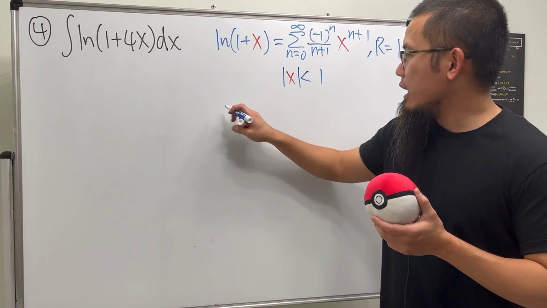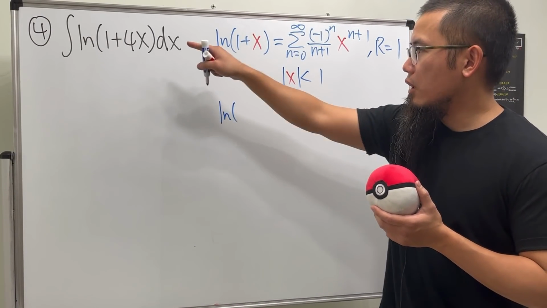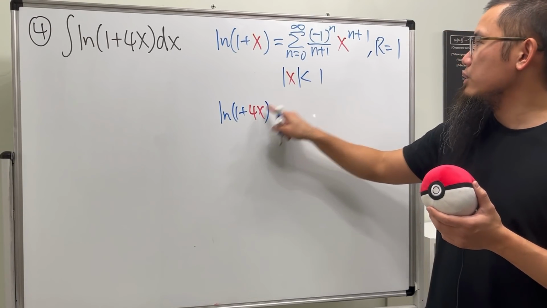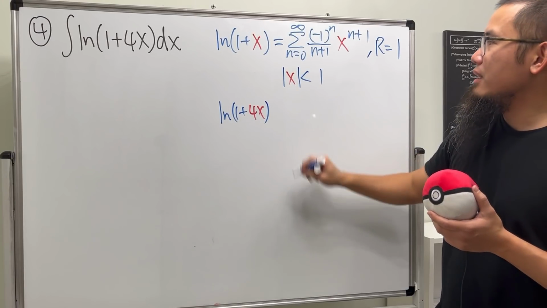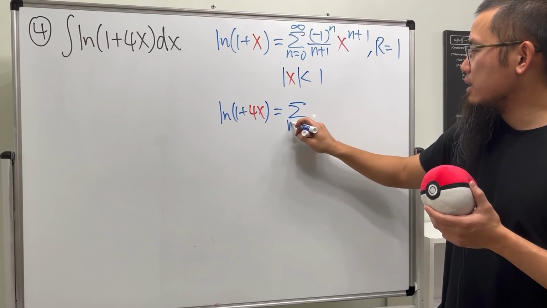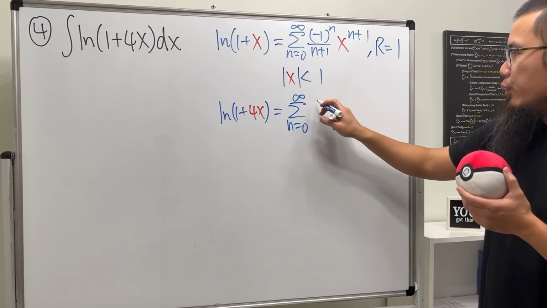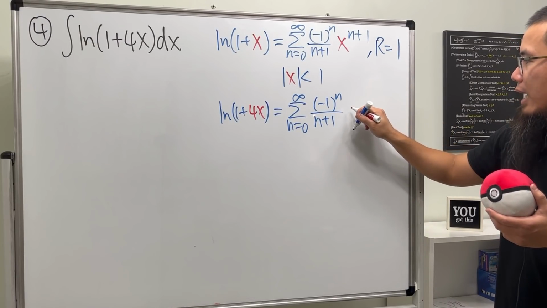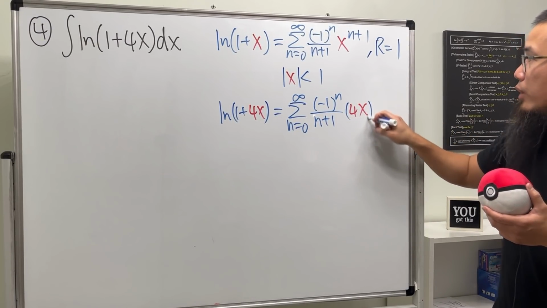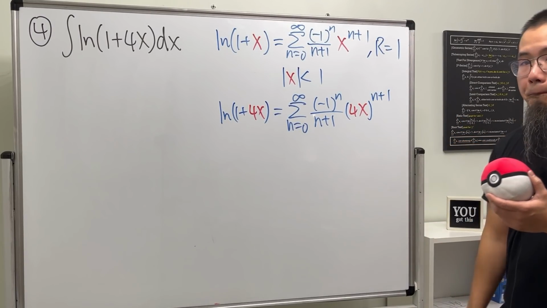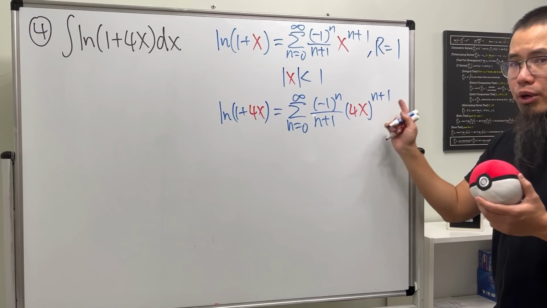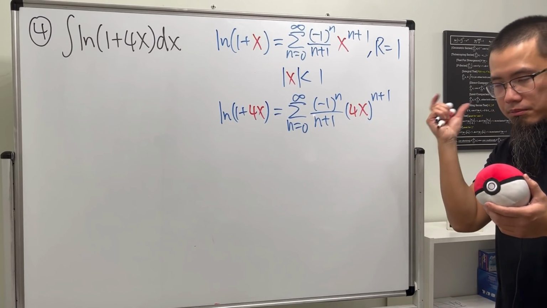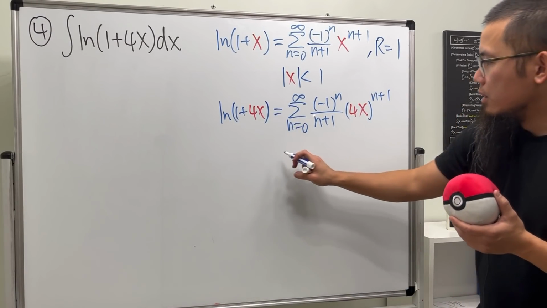Alright, now let's go ahead and figure out the power series for ln of 1 plus 4x. And now we can just put the 4x into here and also here. This is the series as n goes from 0 to infinity, and we have -1 to the n over n plus 1, and we have to put 4x here and then raise to the n plus 1 power. We are going to separate this because later on when we integrate, we really want to look at the x to some power part. So let's focus on that first.